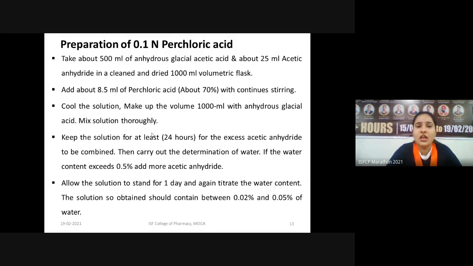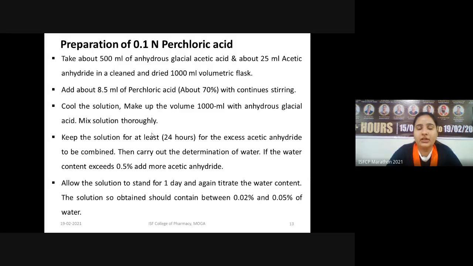It must be kept in mind that always anhydrous glacial acetic acid will be used in the non-aqueous titrations, as we have studied that any water content or moisture in any solvent may compete in the reaction and hence result in an undesirable reaction which may produce an error. So first of all, we are to take about 500 ml of anhydrous glacial acetic acid and then add 25 ml of acetic anhydride in it. The flask in which we are taking anhydrous glacial acetic acid and acetic anhydride should be completely cleaned and dried.